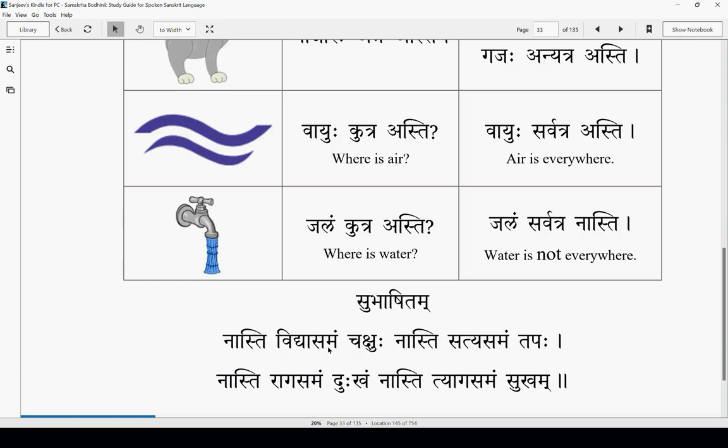Nasti vidya samam chakshu means there is no guide which is equal to knowledge, which can guide you. That is the meaning here. So vidya, knowledge, is your best guide.